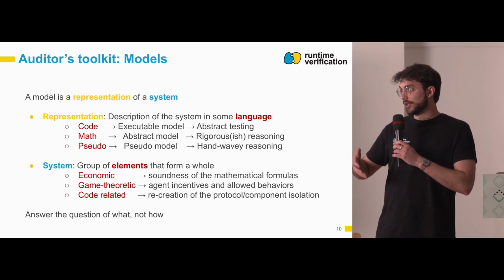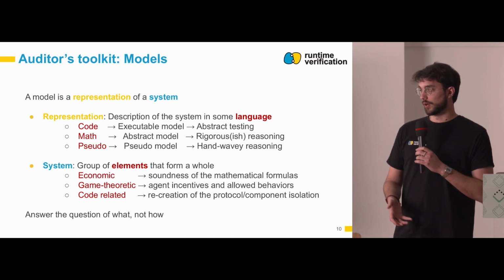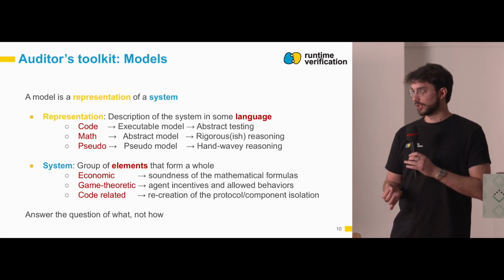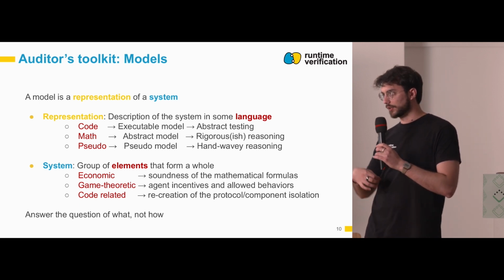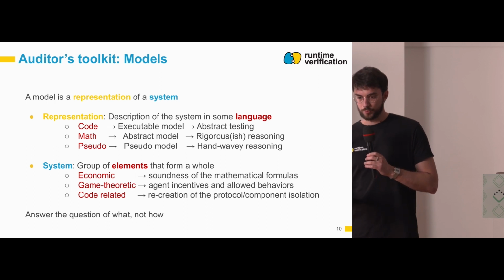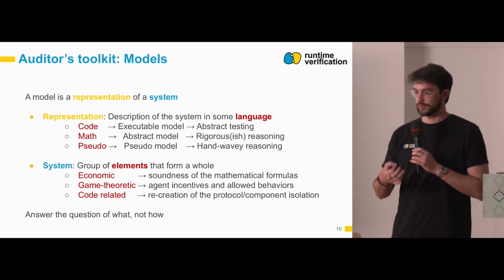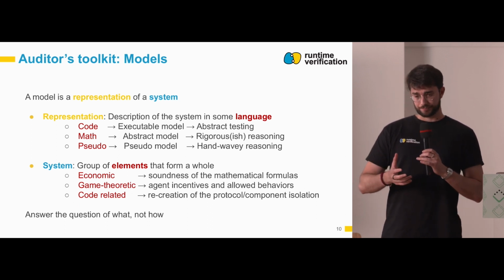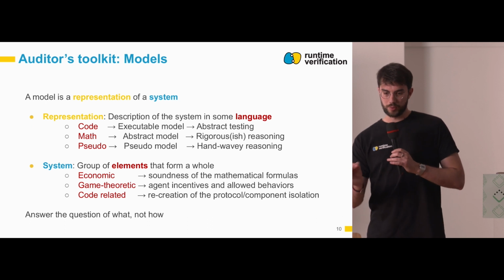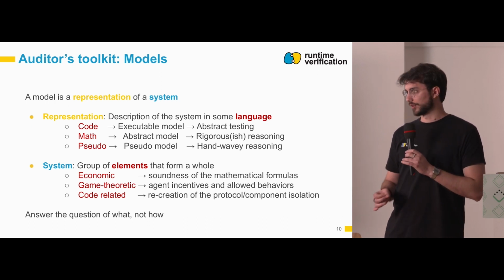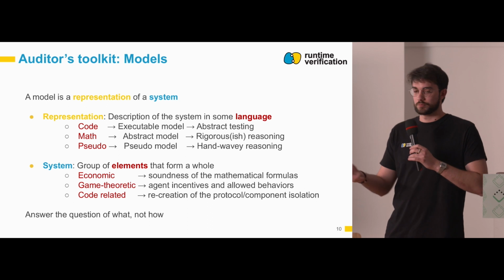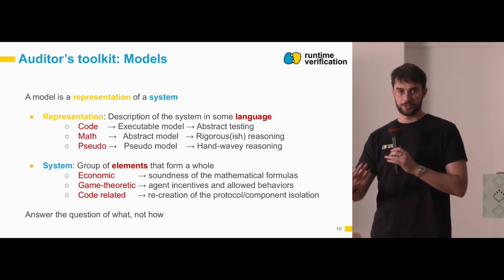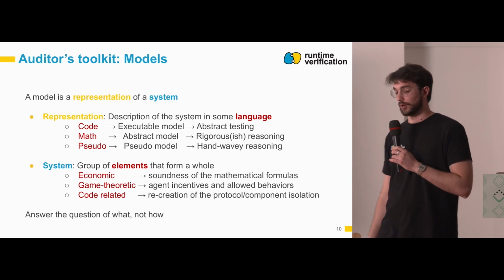And then regarding the elements of the system that you want to model, it can be economic: does it make sense, what are the economic equations that are in place? Or more game theoretic: what are the incentives, what are users incentivized to do, or what are they allowed to do, and trying to find hidden places where behavior may occur that may not be good for the protocol. And also plainly code related, so implementation wise: why did you choose to do it this way, other ways of organizing the protocol, and so on.